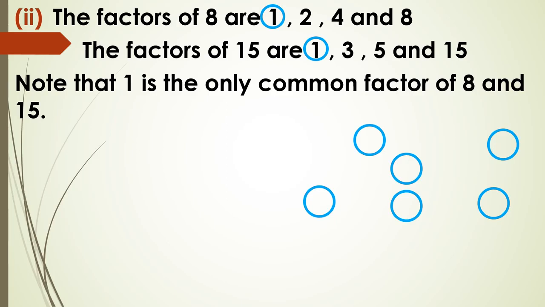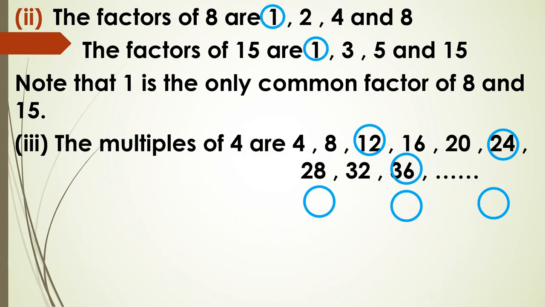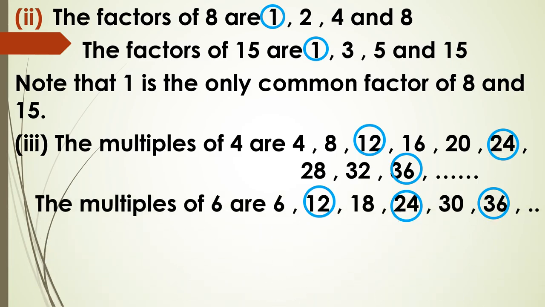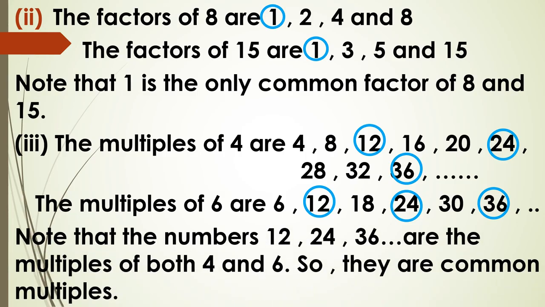Third example. Now in this I am telling the common multiples. The multiples of 4 are, we have to write down the tables. I have written up to 4 9s are 36. Multiples of 6 are 6, 12, 18, 24, 30, 36. Note that the numbers 12, 24 and 36 are the multiples of both 4 and 6. So they are common multiples.